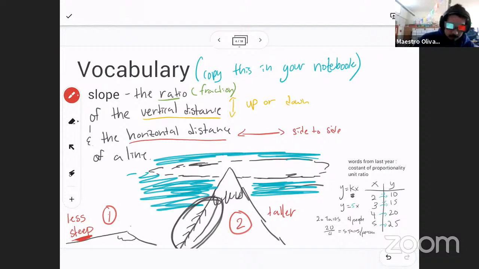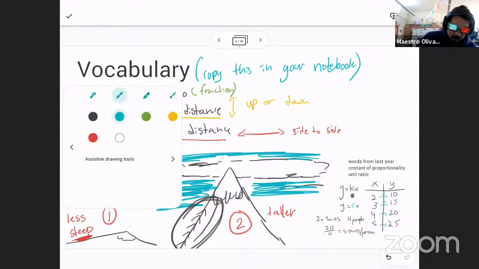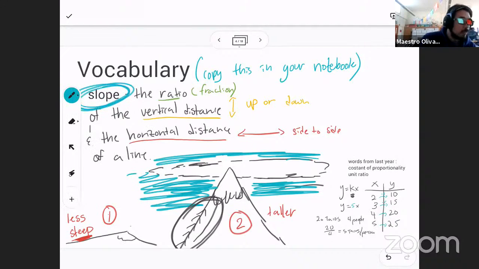What if I told you slope tells you how steep a line is? The slope of a line tells you how steep it is. We'll take a look at that more. I'm going to step away from explaining what slope is, but I just wanted to plant a seed.